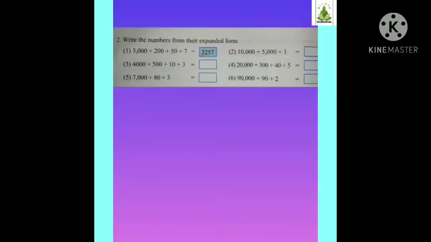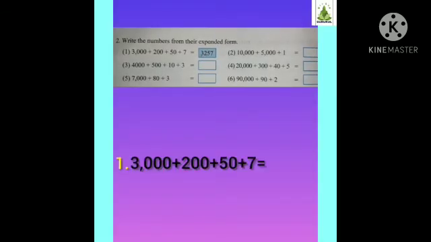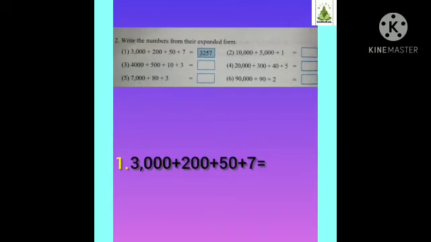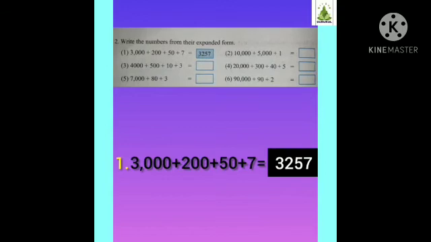Now same way practice this expanded form. Here expanded form is given. Now let's write the numbers. First read this expanded form. 3,000 plus 200 plus 50 plus 7.